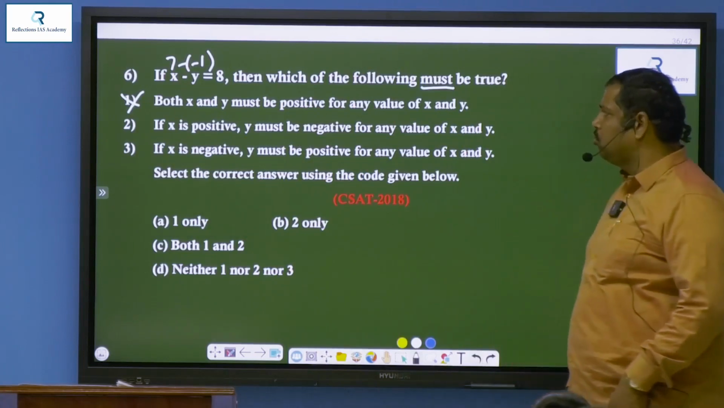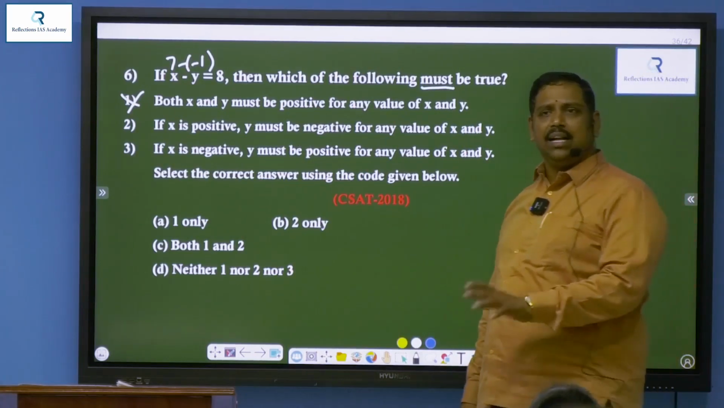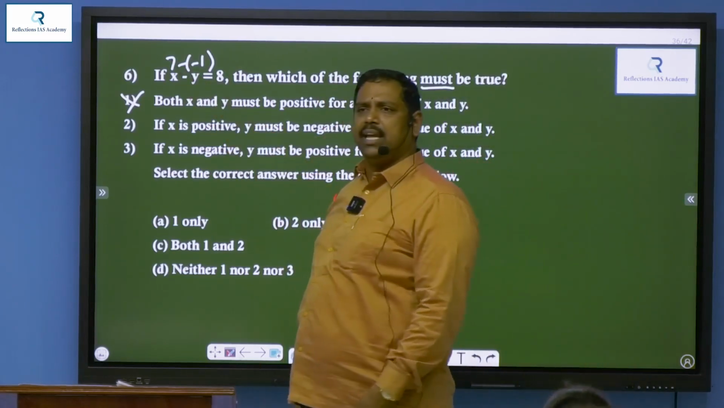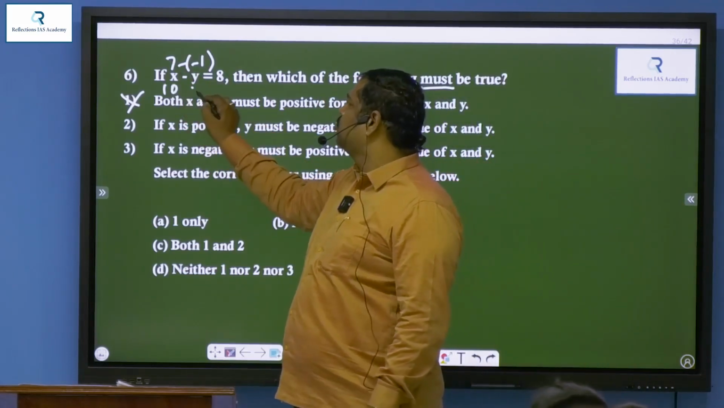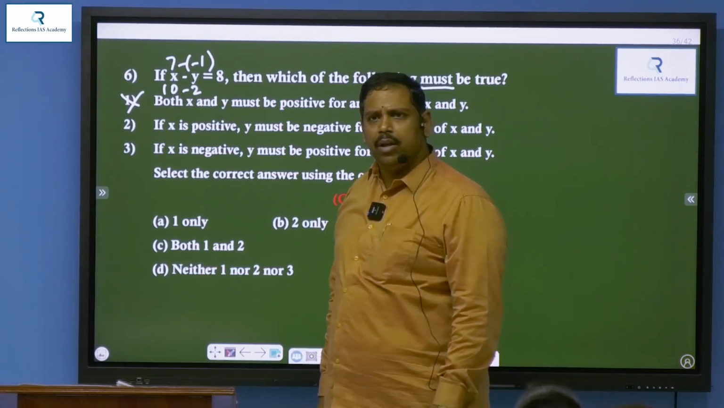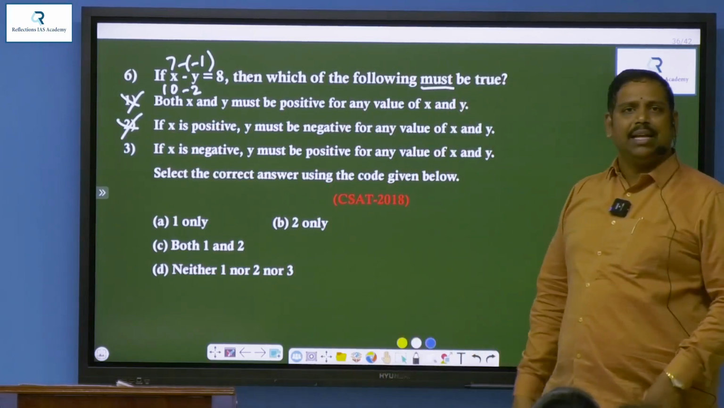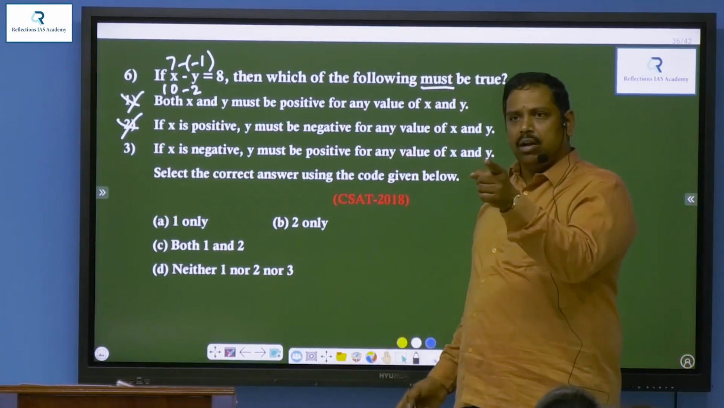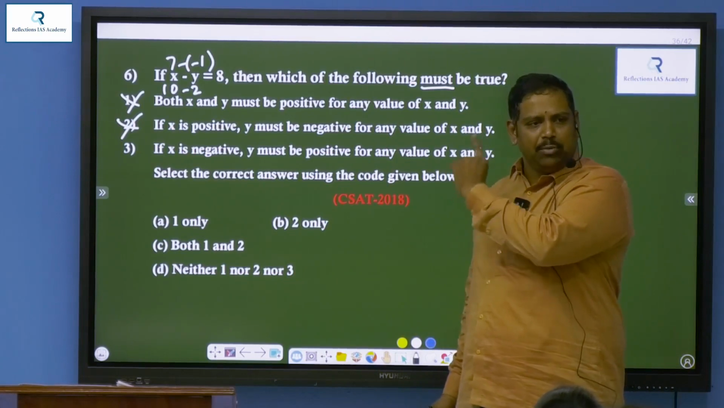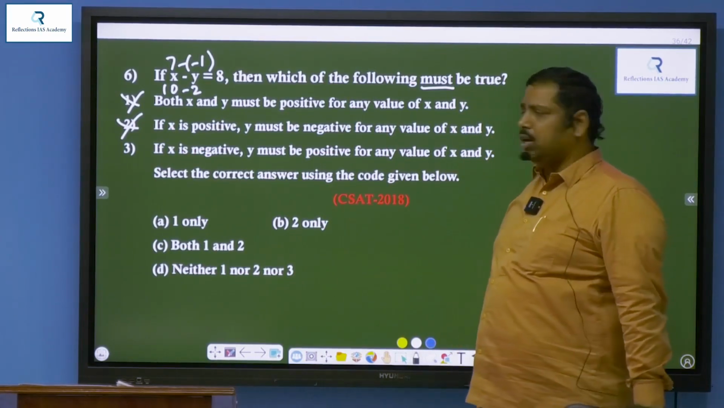If X is positive, Y must be negative for any value of X and Y. He is saying that if X is positive, Y must be negative. Take X is 10, Y is 2. Okay, I am getting X minus Y as 8, and both are positive. Is it possible or impossible? Possible. If he is asking about can, I will accept. He is asking about can or must. Must means it is not correct. Go to the next one.